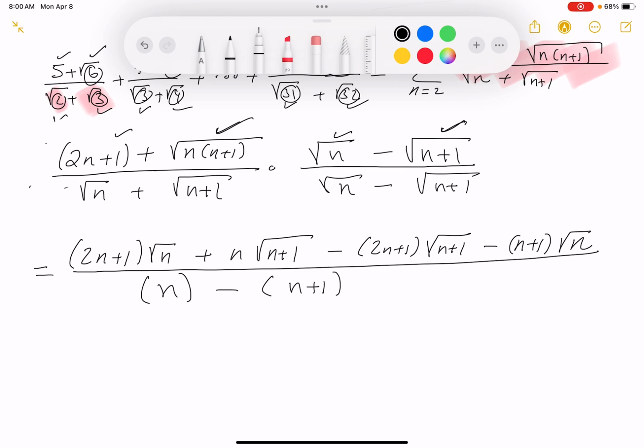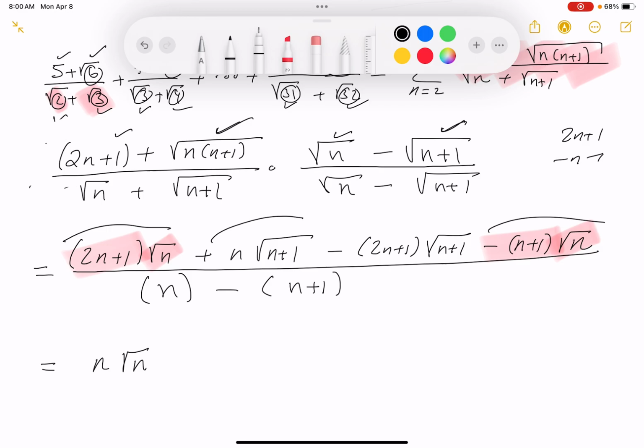Let's see if we can maybe combine things together. I'm going to look for like terms. I'm going to say this term and this term. Oh boy, I think I can add that together. And what do you get there? 2n plus 1 minus n minus 1, which is going to be n root n. Right, so I just did these two over here. So, 2n plus 1 minus n minus 1. Yeah, it looks pretty good.